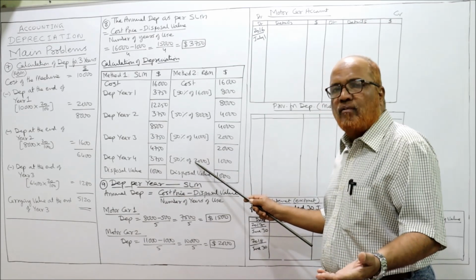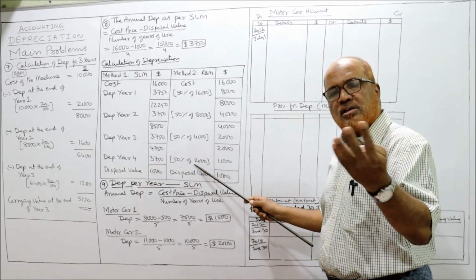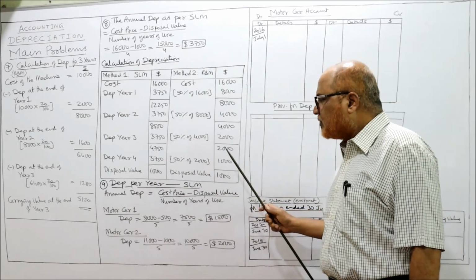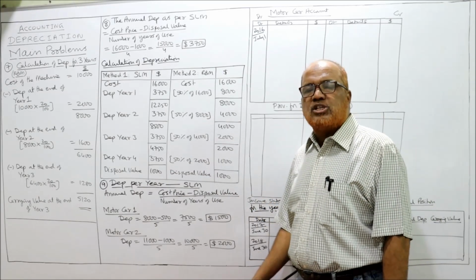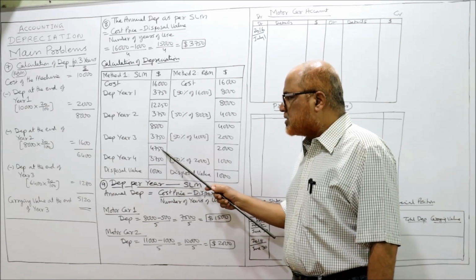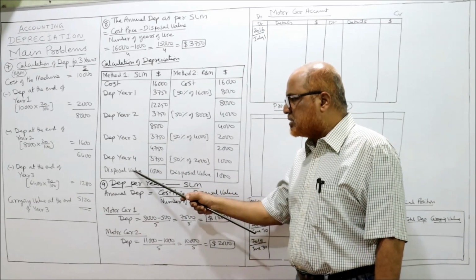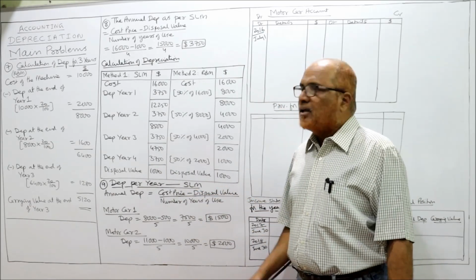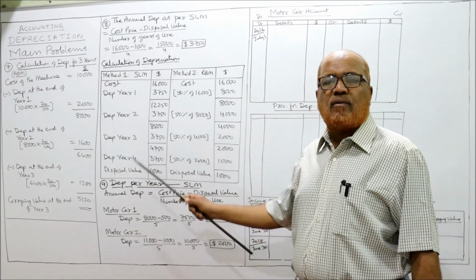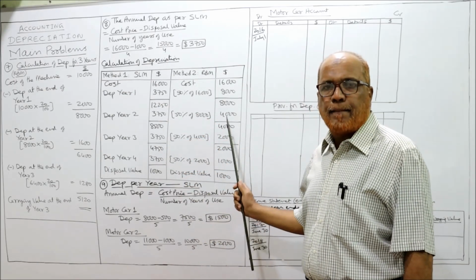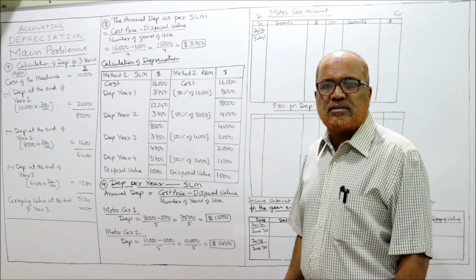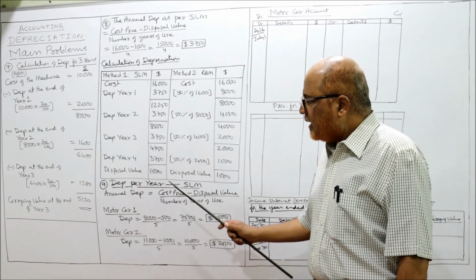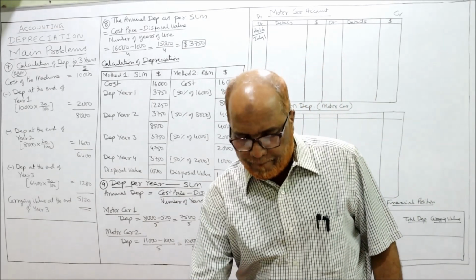Because 4 years are over, the life of the machine is 4 years and 4 years are over. After 4 years, $1,000 is the disposal value. Here also 4,750 minus 3,750, 1,000 is the disposal value. That's it. This is a comparative calculation of straight line method and reducing balance method. That's it. Next problem. Problem number 9.